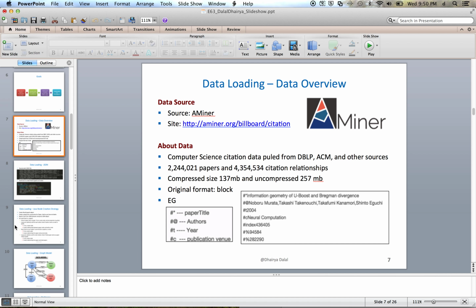The data, quickly, is from AMiner. It's a citation network produced by AMiner. It contains about 2.2 million papers, as well as about 4.3 million citations. It compresses to about 137 megs. Uncompressed it is about 257, which is quite a big chunk to read into memory.